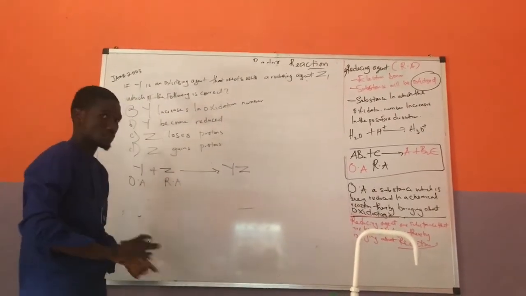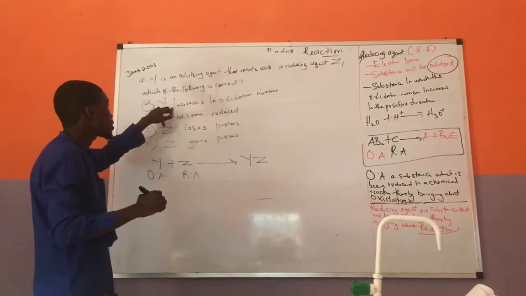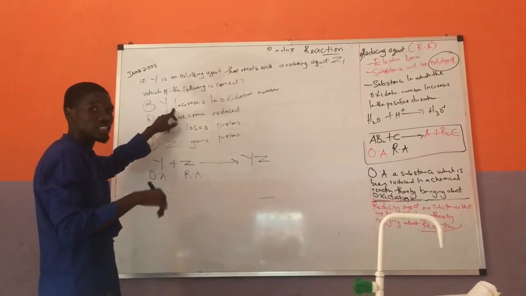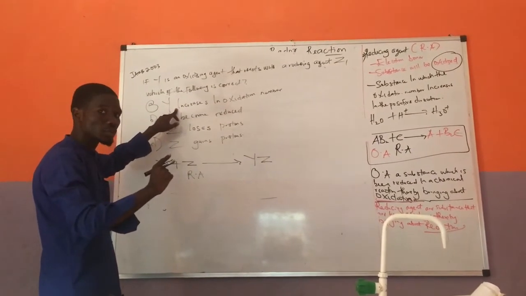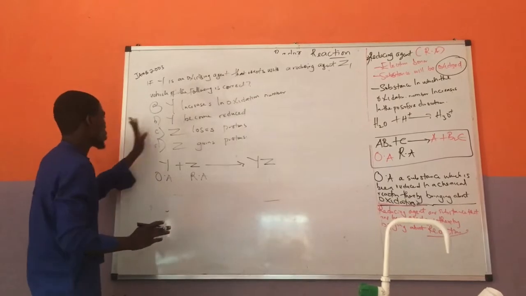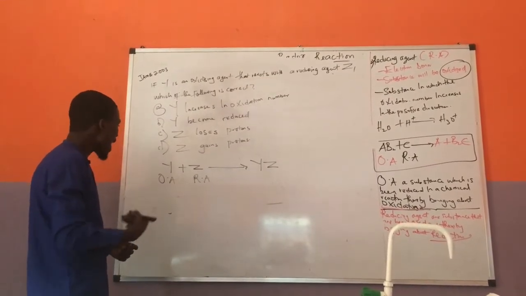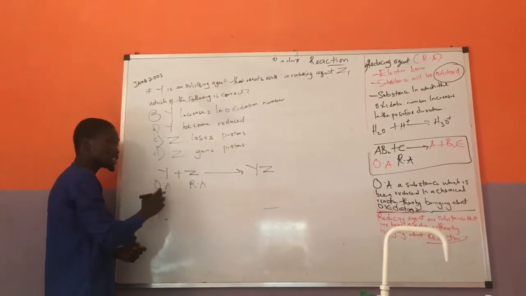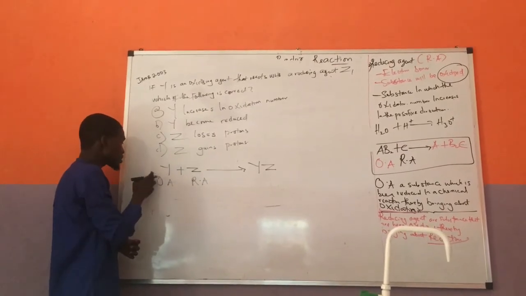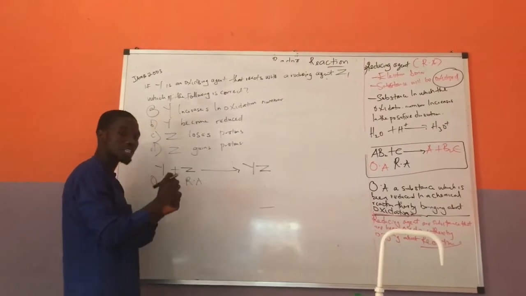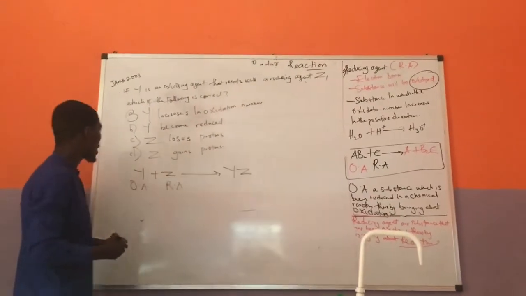That's number 1. So Y increases in oxidation number, that is wrong. Because for our Y to be the oxidizing agent, there must be what? A decrease in oxidation number, not an increase. So A is wrong. So B, Y becomes reduced. Yes. Are you listening now? For every substance to be an oxidizing agent, the substance must be what? A reduced substance. Okay? Let's go to C.